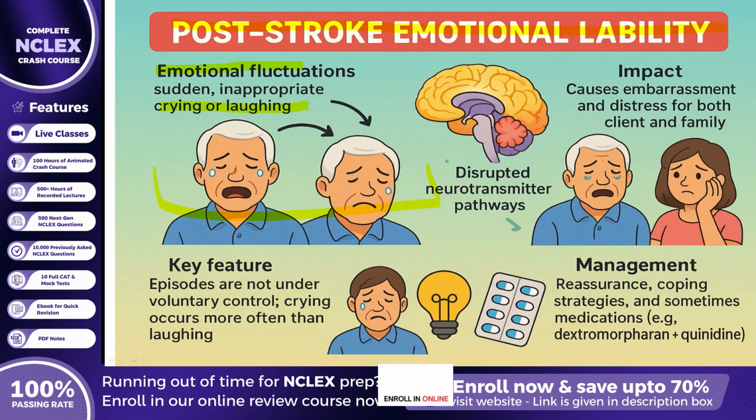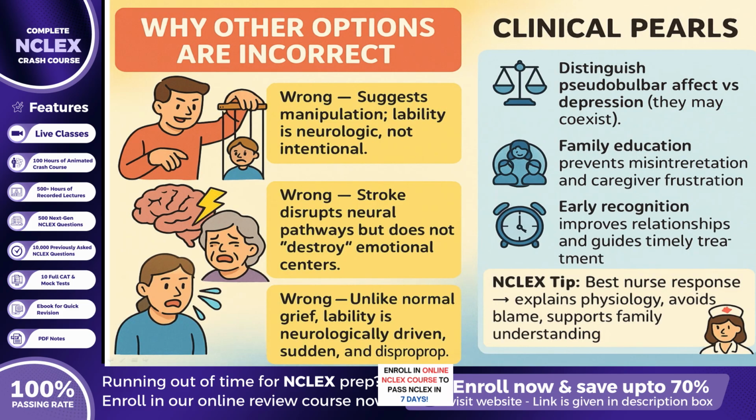Turning to Option 1, this is incorrect because suggesting the client is trying to gain control implies intentional manipulation. In reality, emotional lability is a neurological complication and not a conscious strategy. Framing it this way could increase caregiver frustration and create stigma. Considering Option 3, this is also incorrect. While stroke can damage pathways that regulate emotional expression, it rarely destroys the emotional center entirely. Instead, there is a disruption in neural communication, leading to inappropriate outbursts. The wording here is misleading and oversimplified.